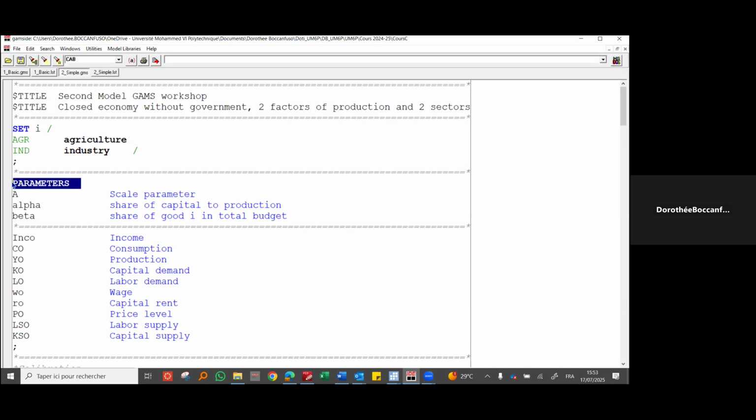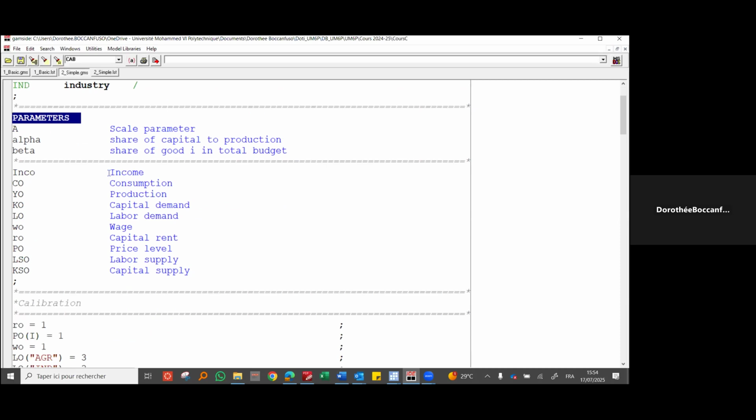The second part is declared by parameters. Then here you have the real parameters of your model. In this simple model that I present, I have only 3 real parameters. I will explain why I mention real parameters. Then A, scale parameter of the production function, alpha, beta. Here and here you see other variables that I declare as parameters.